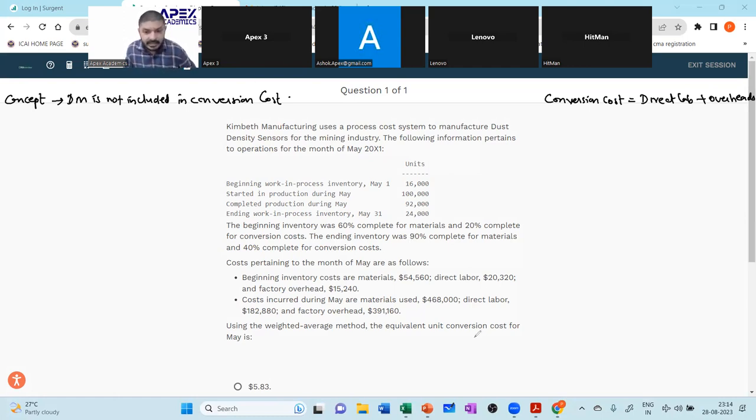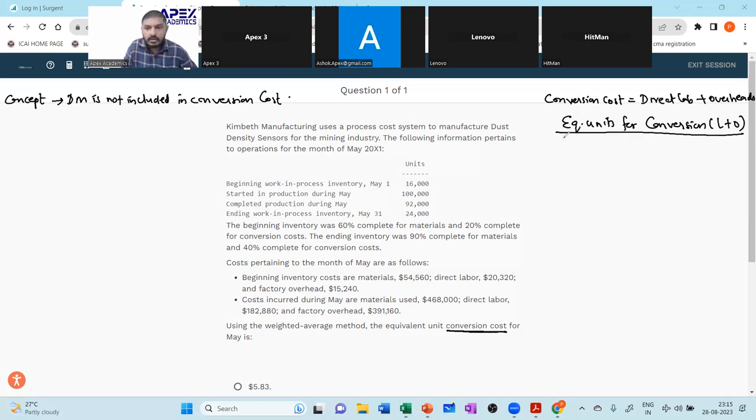Now, they are asking you equivalent unit conversion cost. There are equivalent units that are possible for two things here, for materials and for conversion, but they are asking you specifically for the purposes of conversion, only conversion. So we are calculating equivalent units for conversion, which is labor plus overheads.